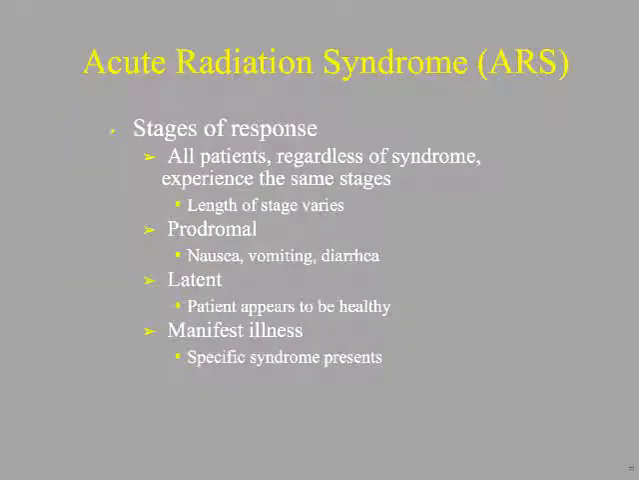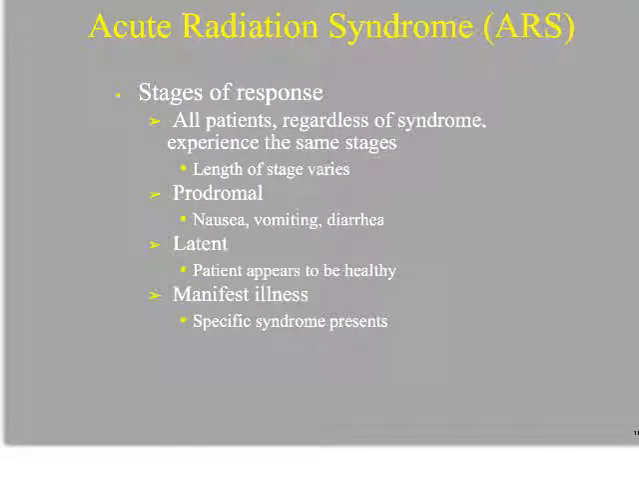So let's talk about what these acute radiation syndromes are, how to identify them, what are the stages of the response, etc. So the first thing for us to think about are these stages. So all patients, regardless of the syndrome or the body response that they experience, have the same stages. The only thing that changes may be the length of the time of some of these stages. So it is important to know the names of each one of these stages. Okay? They are prodromal, which is the very first stage. And this is an immediate response.